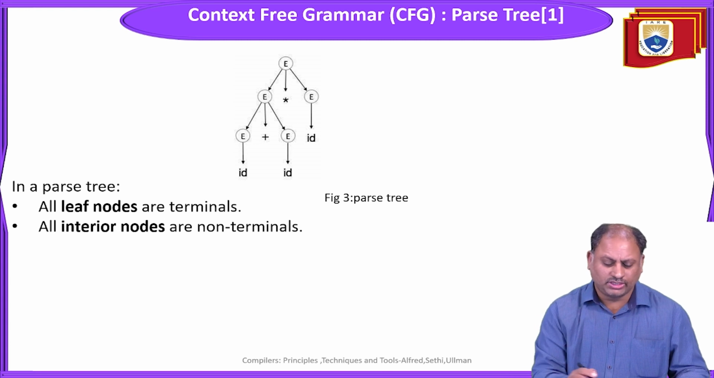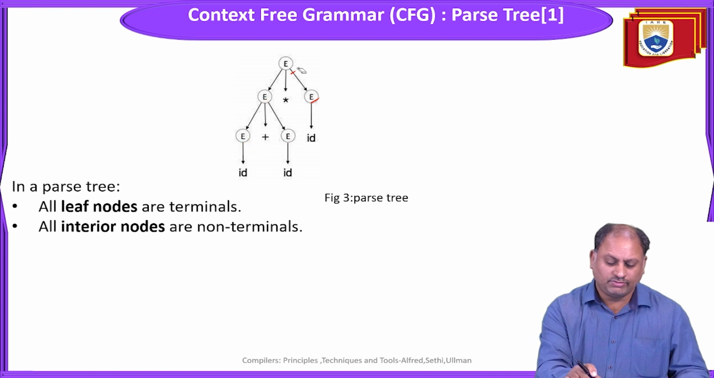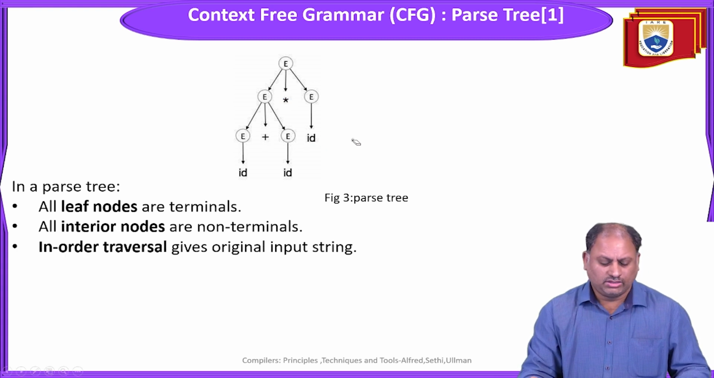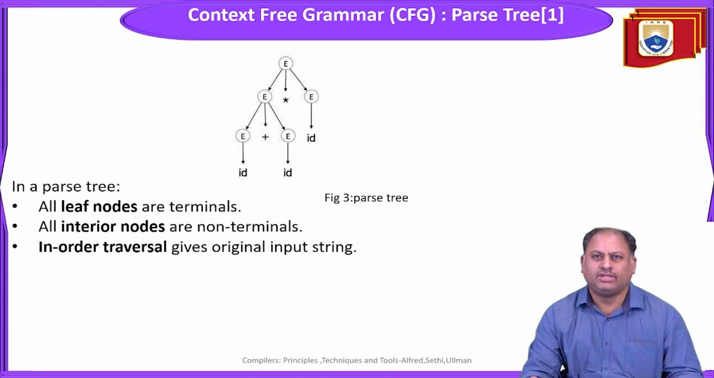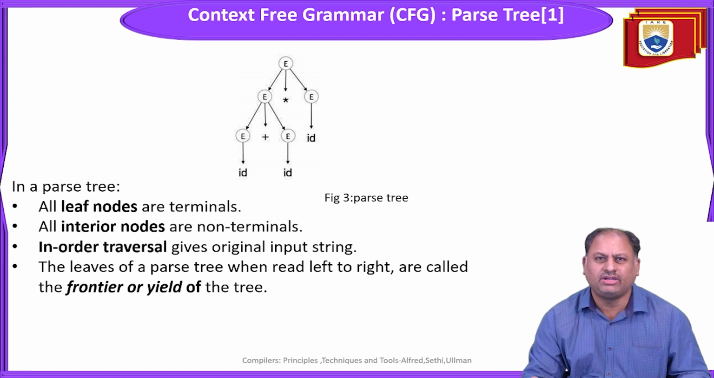So in this parse tree, here capital E is an interior node, and all these interior nodes are to be considered as non-terminals. Whereas leaf nodes, that is ID, plus, ID, star, all these are to be considered as leaf nodes. And the in-order traversal gives the original input string. All the leaves of a parse tree, when read left to right, are called the frontier or yield of a tree.